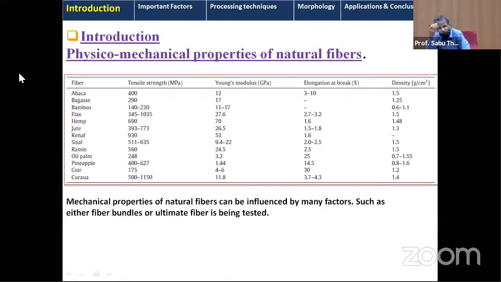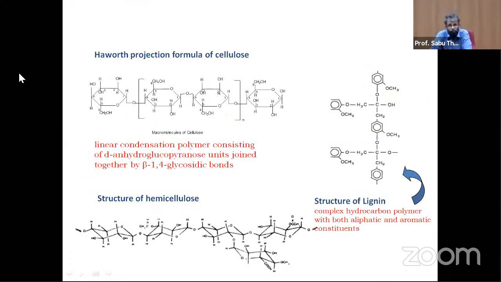Look at the physiomechanical properties, the mechanical properties, the tensile properties, the modulus, the elongation, the toughness. If you look at it, you will find that they are as good as the synthetic counterpart fibers. So they can compete with glass fiber. So you can replace them very, very nicely. Look at the next slide.